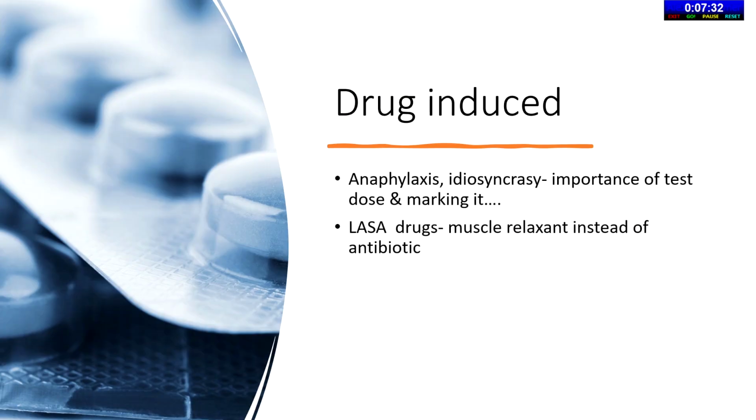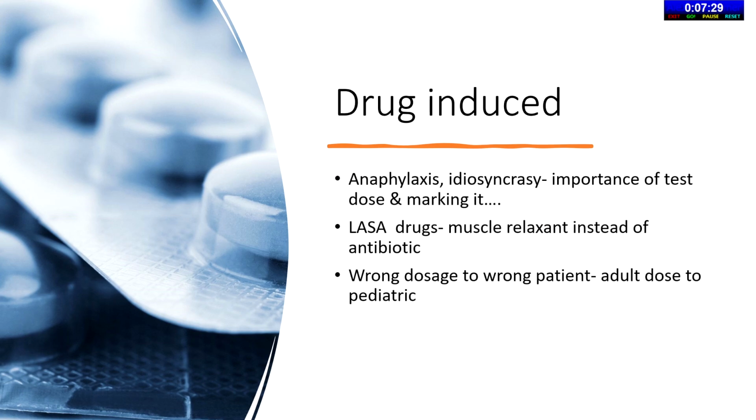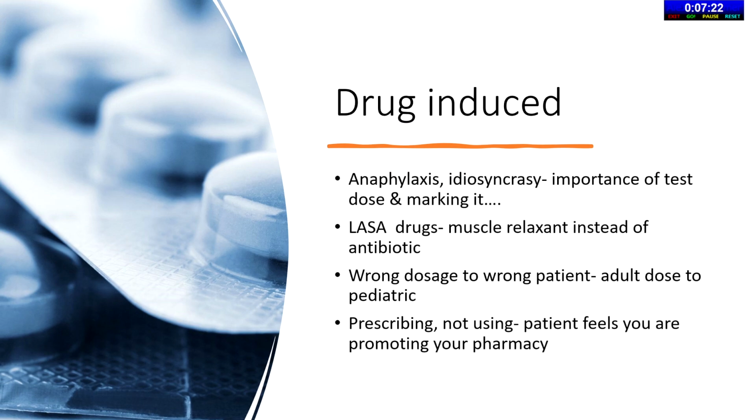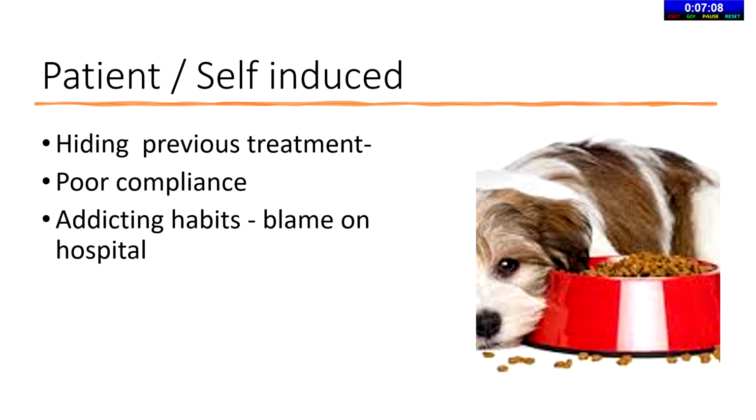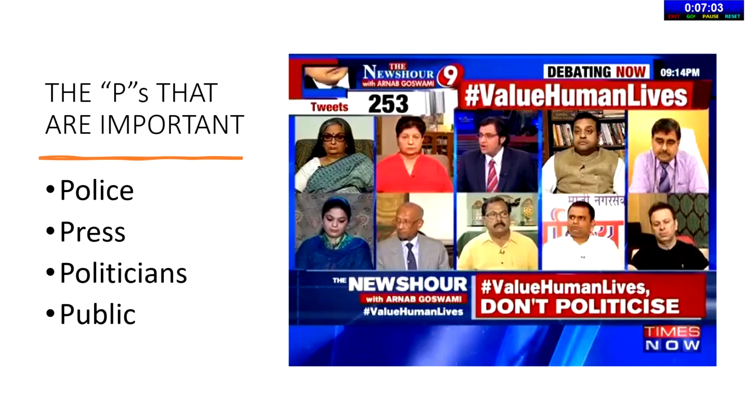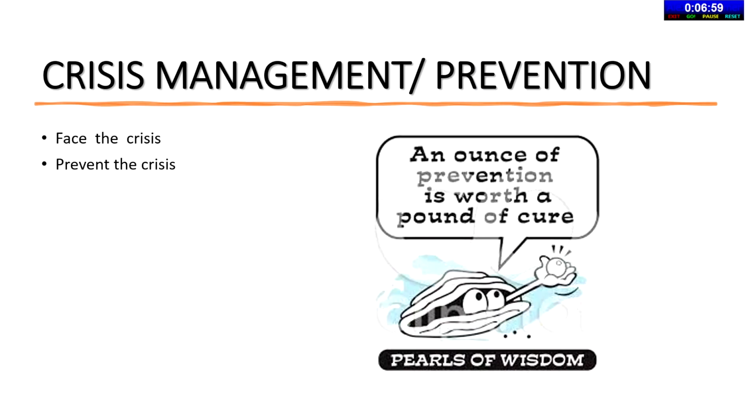Drug-induced, we can't do much, but we have to be prepared for it, whether it is look-alike, sound-alike medications or anaphylaxis. We have to ensure that there is proper documentation of the drug as well as the 5 rights on the drug aspect. Patient-inflicted, basically some of the patients hide previous treatment, cardiac angioplasty or disease status, and poor compliance. We also have to understand that these things happen. And so these 4 P's are very important: how we are dealing with the police, press, politicians, and the public.